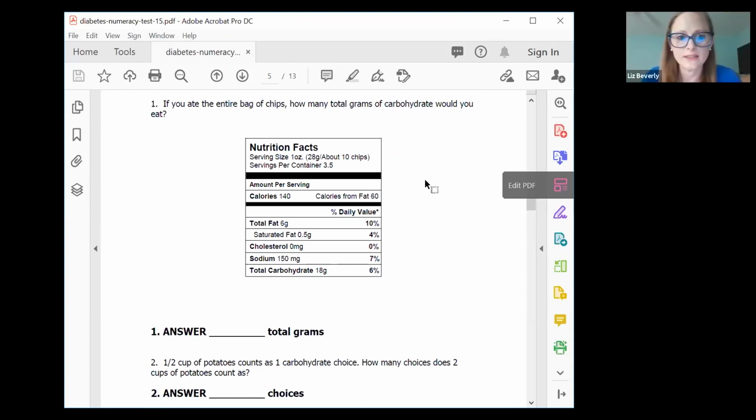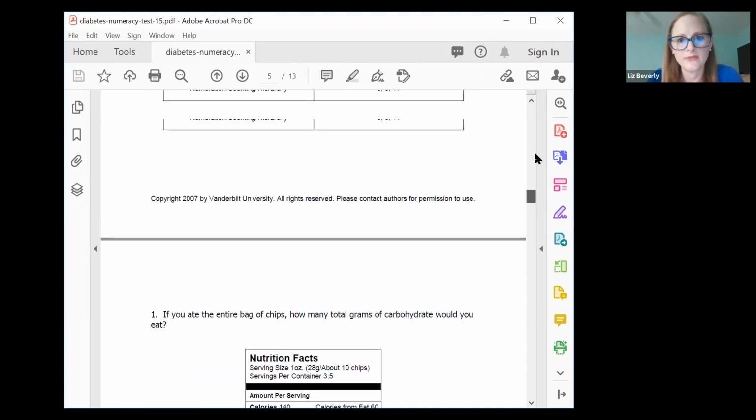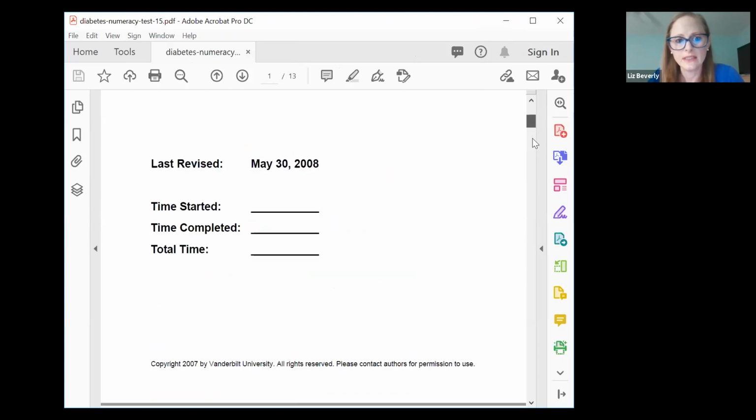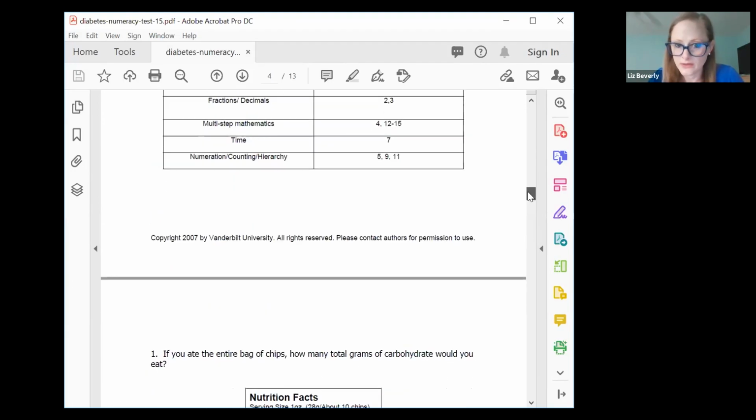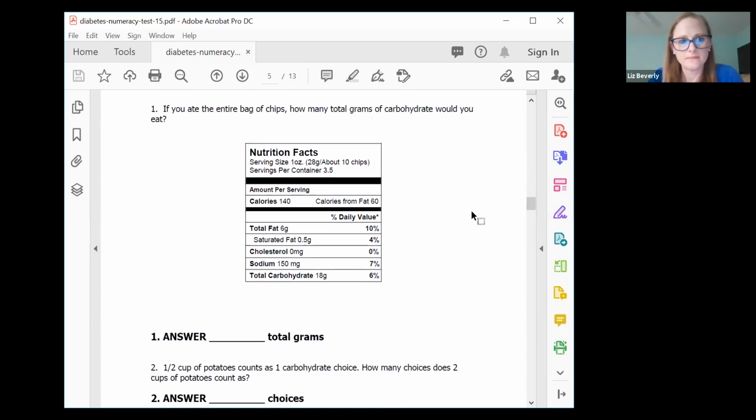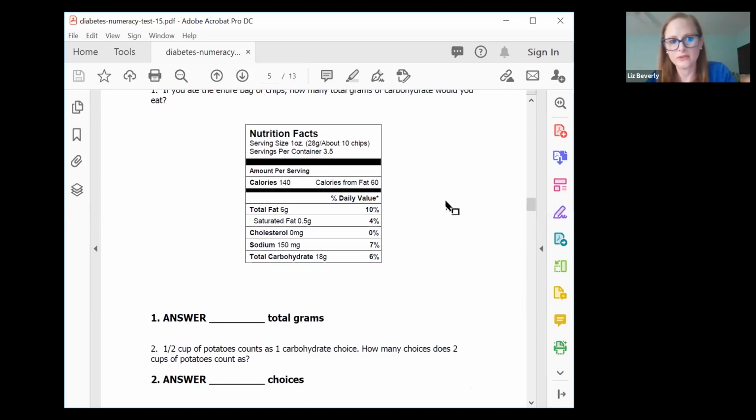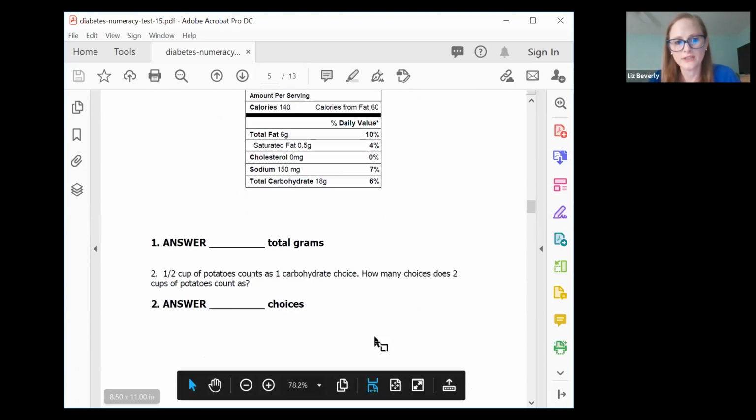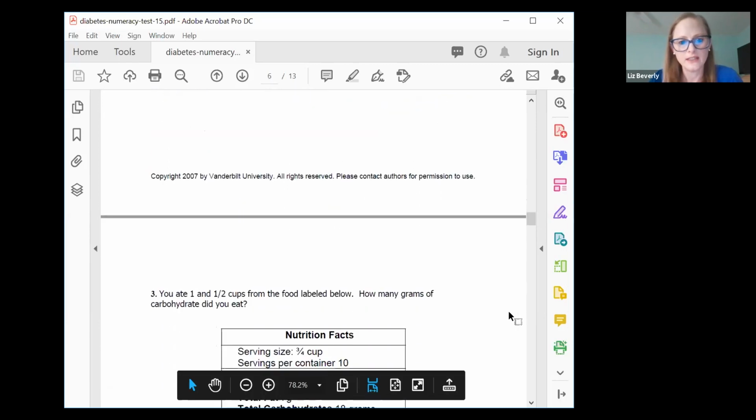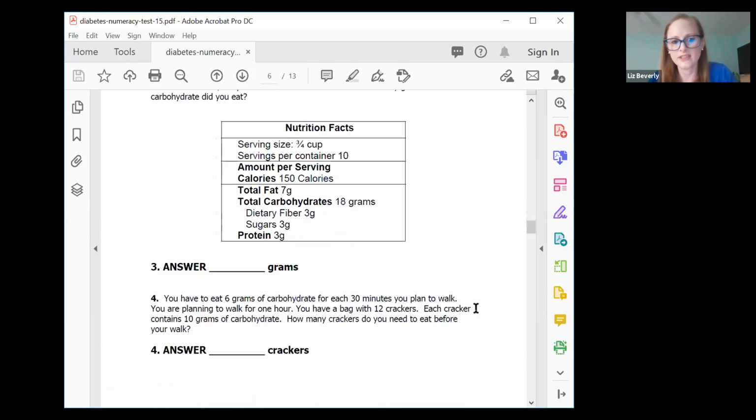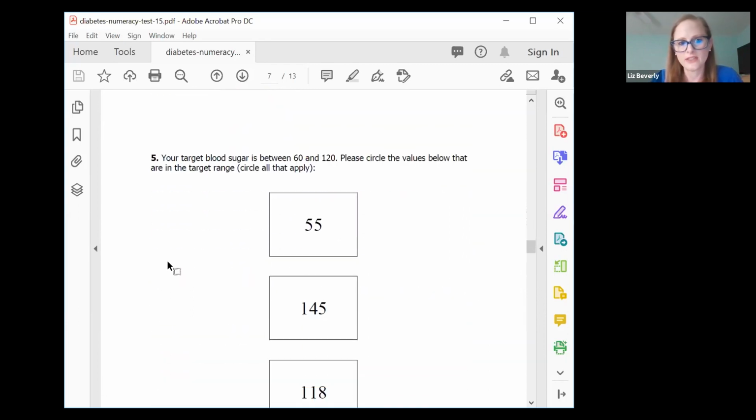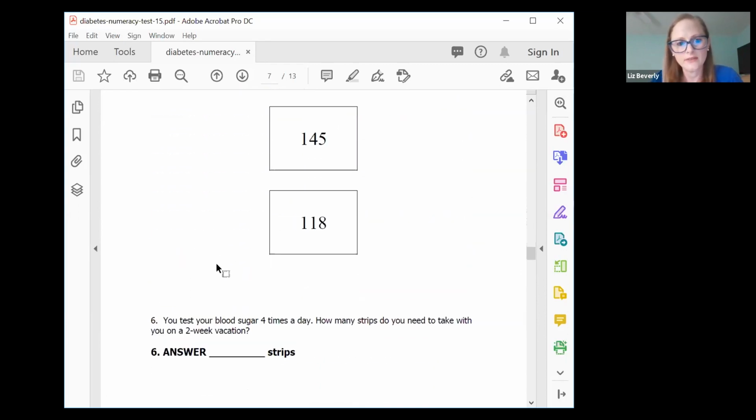I'll add to that really quickly. I believe this comes out of Vanderbilt. This is the short version of the diabetes numeracy test. It's very commonly used in research, but it can be used in practice. It has an individual look at labels and answer questions based off of them. It's free to use. You can just Google it, it's by Vanderbilt. A lot of this is based off of nutrition labels, and then you have to calculate things based off of blood glucose levels.